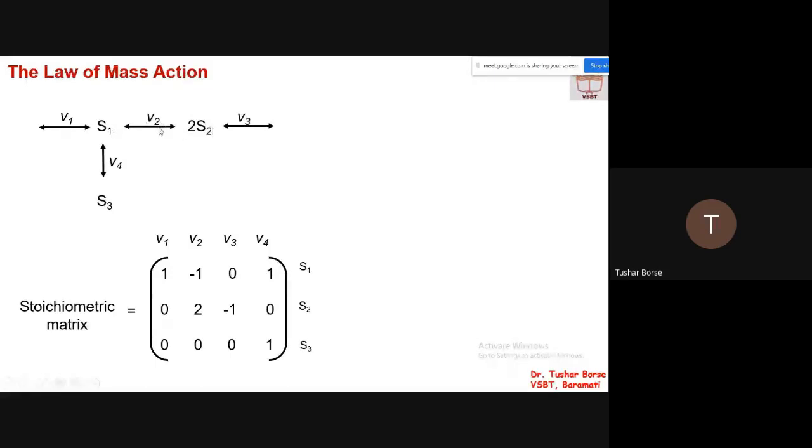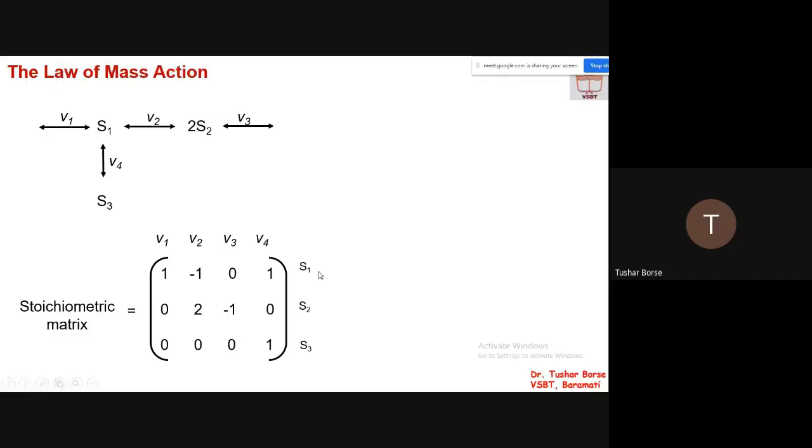So there are two molecules, so it is represented accordingly. V3 means it is converted into something, which means it is being utilized, so -1. In V4 it is not taking part, so 0. Same thing for your S3. S3 is not taking part in V1, V2, V3, so all these three are 0. The only thing is that it is produced from this S1, so you have only a 1. So this is how to read this matrix, or how to represent your reactions in the form of a matrix, that is the stoichiometric matrix.